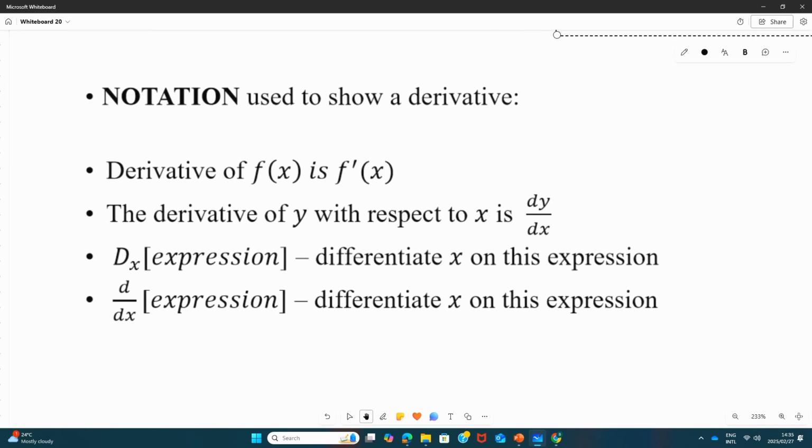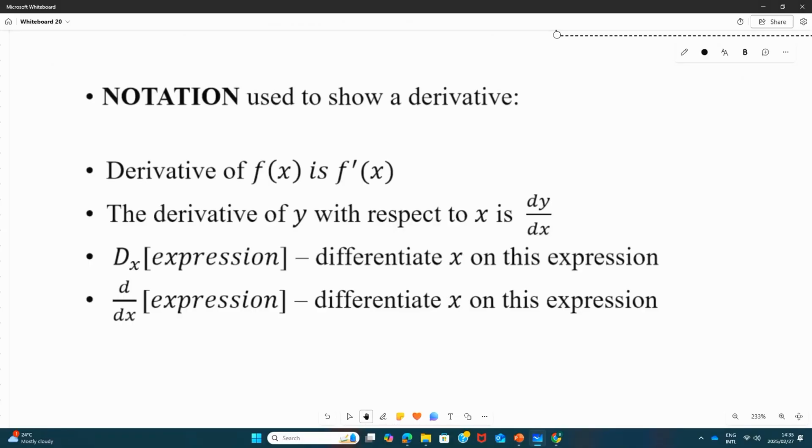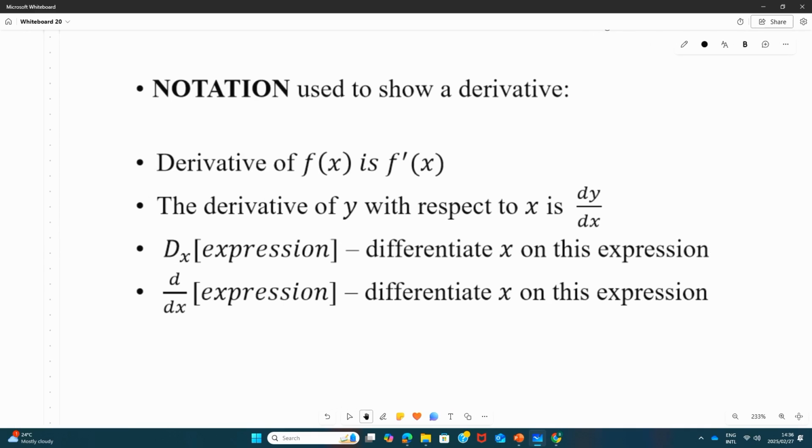Now, a notation: if you have a function f of x, its derivative will be f prime of x. So a derivative, we see it by f prime of x. And if ever you have y equals, so the derivative will be written as dy over dx, which means we're differentiating the function of y with respect to x. That's the meaning of dy over dx. You are differentiating the function of y with respect to x.